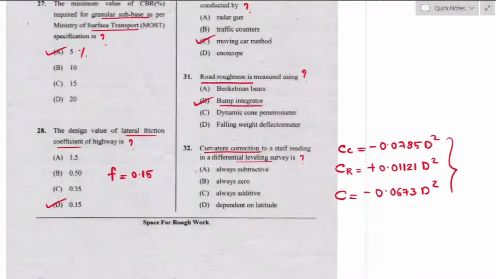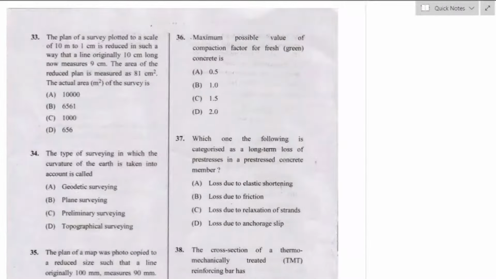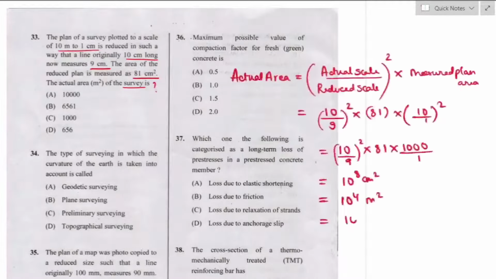So the curvature correction will always be subtractive, it is negative. Question number 33. The plan of a survey plotted to a scale of 10 meter to 1 centimeter is reduced in such a way that a line originally 10 centimeter long now measures 9 centimeter. The area of the reduced plan is 81 centimeter square. The actual area of the survey is, so it is 10,000 meters square. So the right answer is option A.